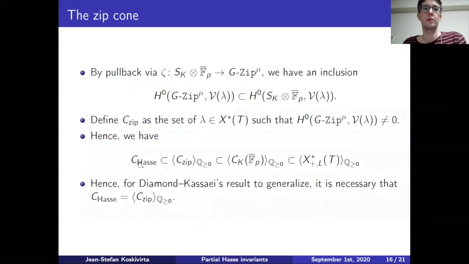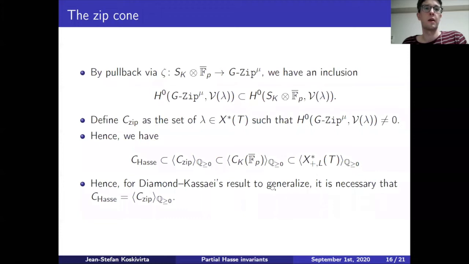Okay, so obviously we have the following inclusions. First of all, we define this Hasse cone as the cone spanned by all the weights of the partial Hasse invariants. Since partial Hasse invariants exist on G-zip, we obviously have an inclusion C-Hasse contained in C-zip. By this inclusion, we have that C-zip is contained in C_K of F_p-bar. And of course, we have to pass to the rational cones. And everything is contained in the L-dominant characters, because I recall that if the character is not L-dominant, then V of lambda is zero, all is zero. So everything is contained in here.